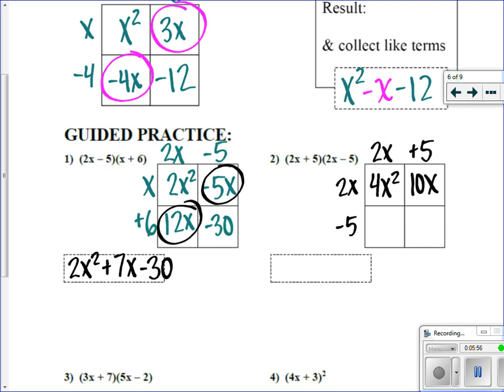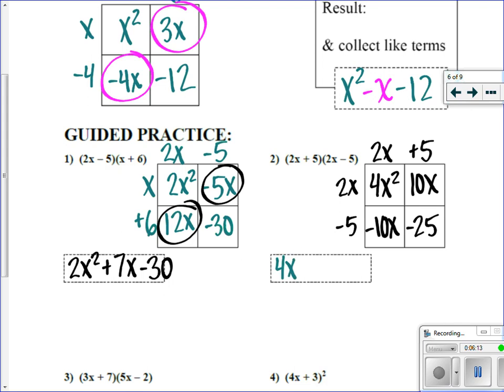What's in the bottom left? Negative 10x. And then 5 times negative 5. What's in the bottom right? Negative 25. Inside is where our product is, where our answer is. So we're combining anything that has a like term.